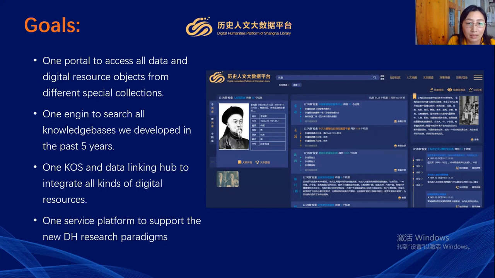From the beginning of last year, we started the historical and humanities big data platform project. It's a digital humanities platform which needs to be one portal to access all data and digital resource objects from the different special collections, and one search engine to search all knowledge bases we developed in the past 5 years, and one knowledge organization system and a data linking hub to integrate all kinds of digital resources, and then one service platform to support the new digital humanities research paradigms.